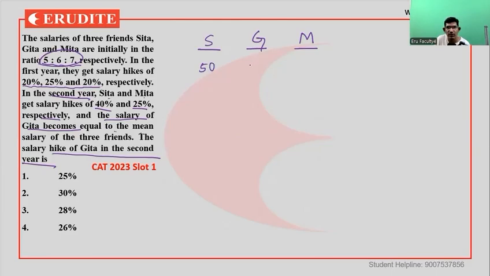So let's take simply 50, 60, and 70. So don't take 5x, 6x, and 7x. Instead, take numbers. Okay, these are the initial values. Take simple numbers. Now, in the first year, what happened? See, the salary increased by 20%. So what will be the new value?